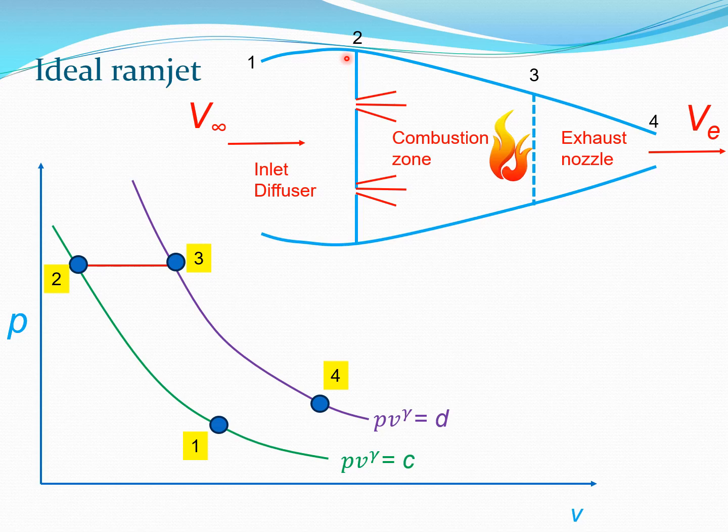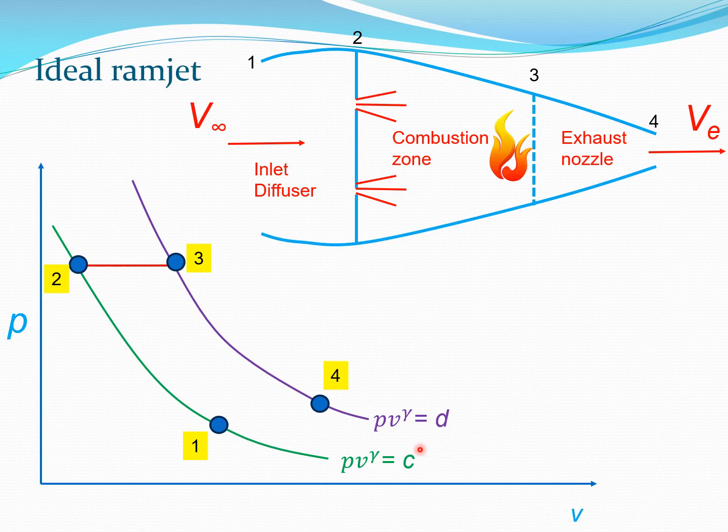1 to 2 here is the diffuser, 2 to 3 is the burner or the combustion zone, and 3 to 4 is the exhaust nozzle, after which you basically throw out the gas-air mixture, the fuel mixture, out of this system here.